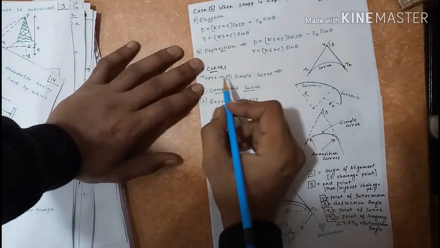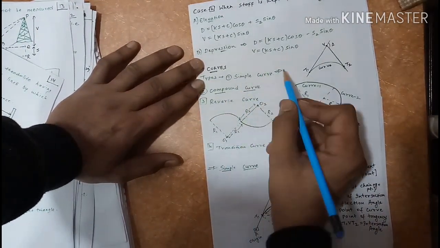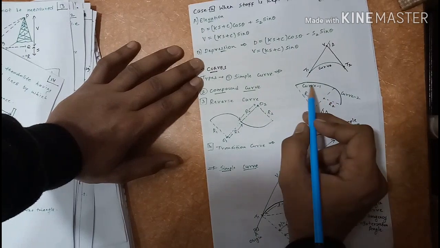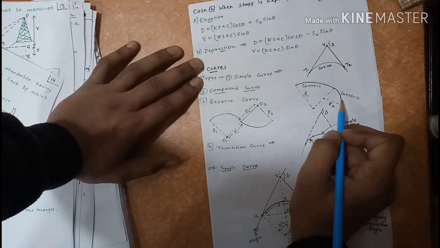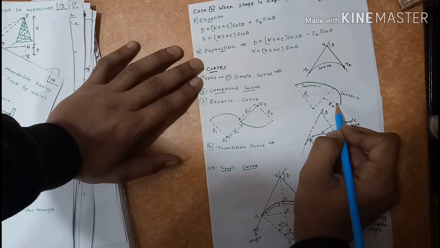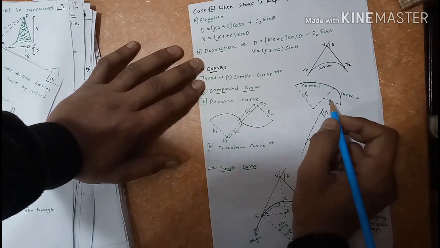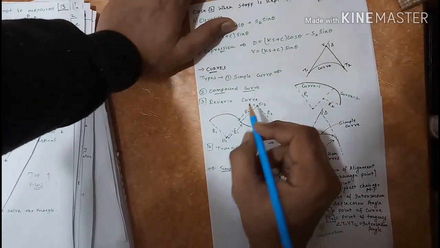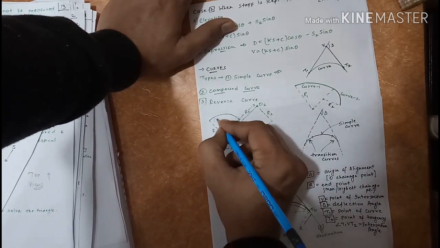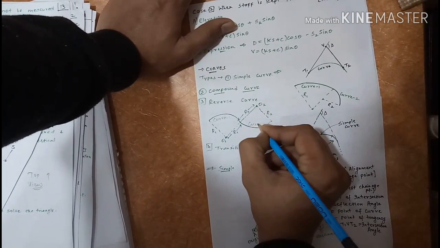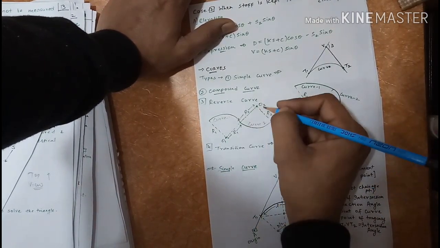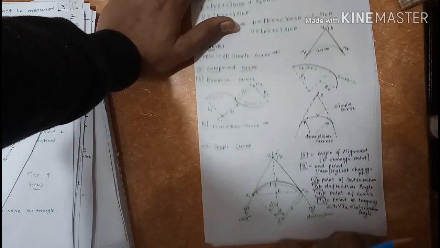Now the curves. There are 4 types of curves. Simple curve, this is the simple curve. Compound curve. Compound curves are curves having different radii. This is curve 1 having radius r1. This is curve 2 having radius r2. More than one radius is there. Reverse curves. They are in reverse, opposite directions. This is curve 1, it has radius r1, and this is in the opposite direction of this one. It is r2. That is why it is called the reverse curve.